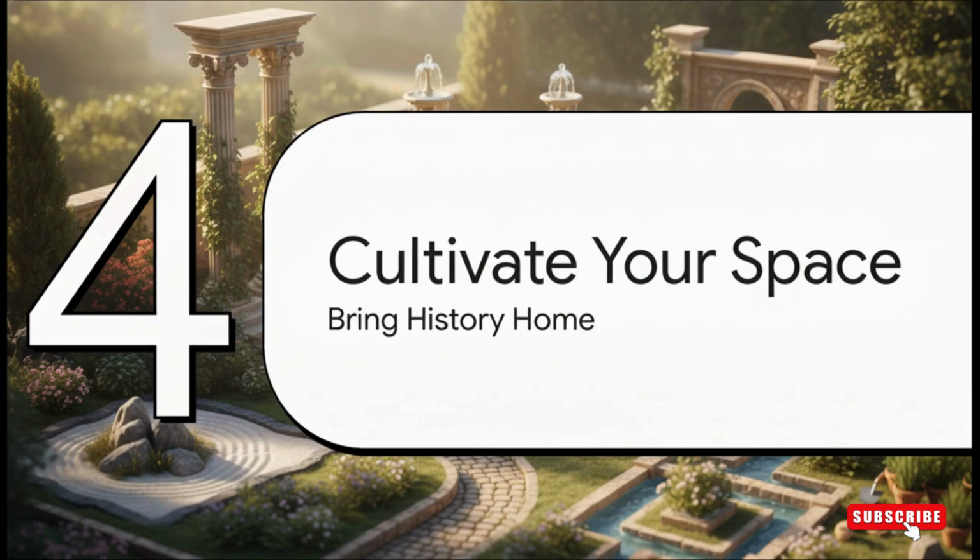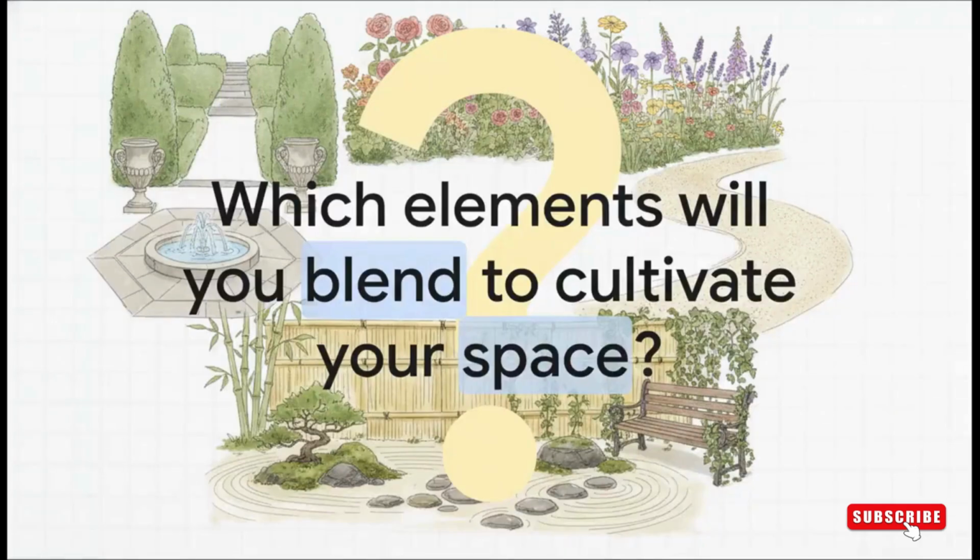Let's bring this grand history right to your backyard. Ultimately, the modern domestic garden can take on almost any identity you want. You absolutely don't have to choose just one. So I'll leave you with this question. Knowing what you know now, will you embrace the formal geometry of the Italians, the lush naturalism of the English, or the tranquil shadows of Japan? Which of these historical elements will you blend to cultivate your own ultimate space for mind relaxation?